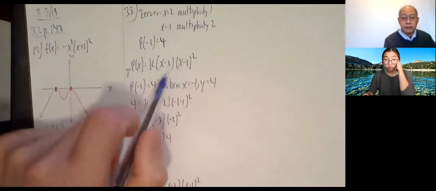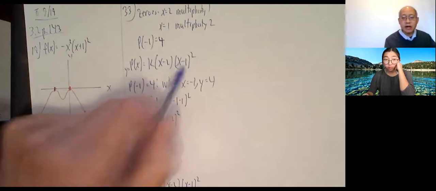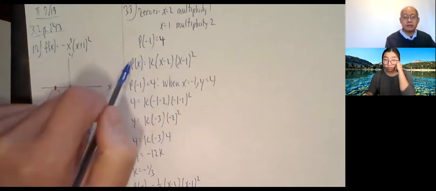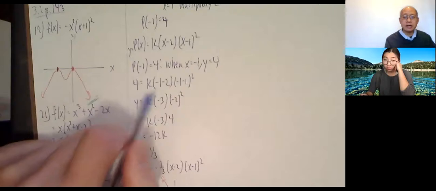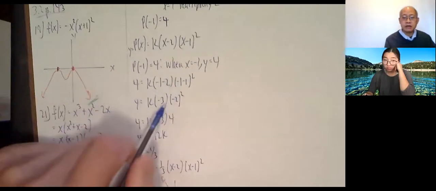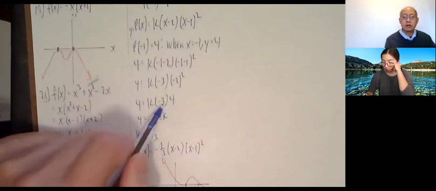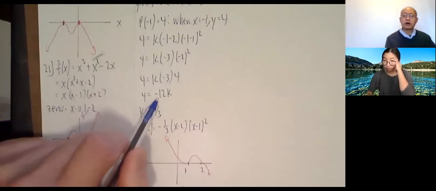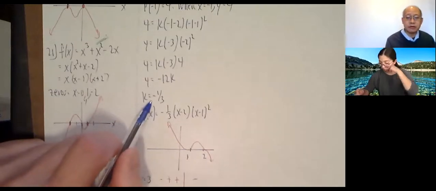Right? So you can see I put negative 1 there, negative 1 minus 2, negative 1 minus 1, negative 1 minus 1 squared, and 4 on the left-hand side. In place of the p of x, put 4. Okay, then I just clean that up. So 4 equals k times negative 3 times negative 2 squared. The negative 2 squared is 4. 4 times negative 3 is negative 12. So 4 equals negative 12k. Divide both sides by negative 12, and k is equal to negative 1/3.